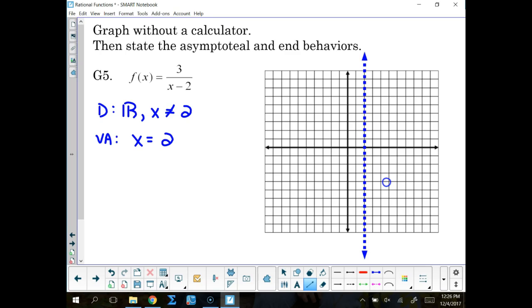Next. What is next? What is my HA? Y equals 0. Because what is the degree on the top? 0. 0 is the degree up top, because there is no variable, so the degree is 0. What is the degree on the bottom? 1. So it's small over big, or top is less than bottom. Bottom is bigger. Y equals 0 is my HA.